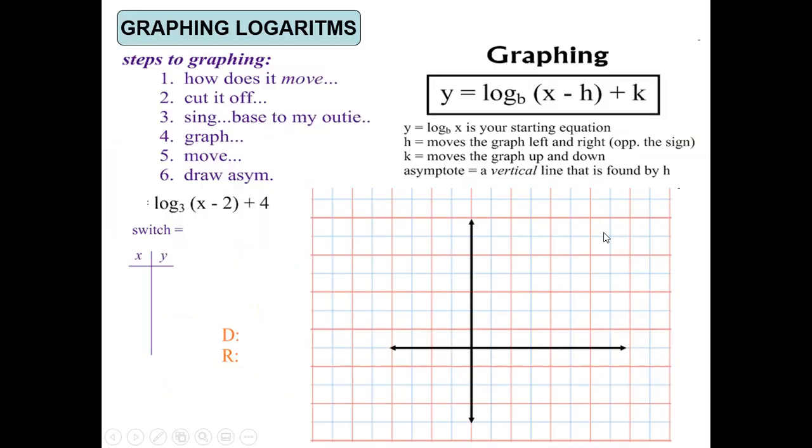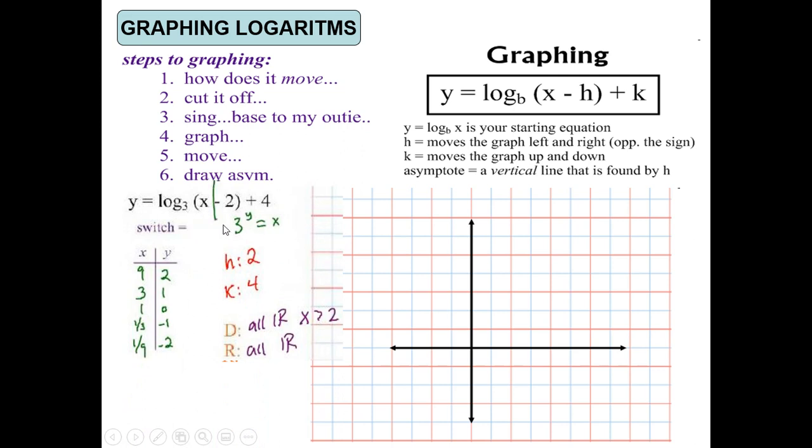All right, graphing logarithms. Steps to graphing, well, how does it move? We want to take the base function by cutting off the -2 and the 4, and just be left with log base 3 of x. Okay? And so then base to the outie is going to equal x. Graph that and then move based on our h and k here. So my h is going to be 2, my k is going to be 4.